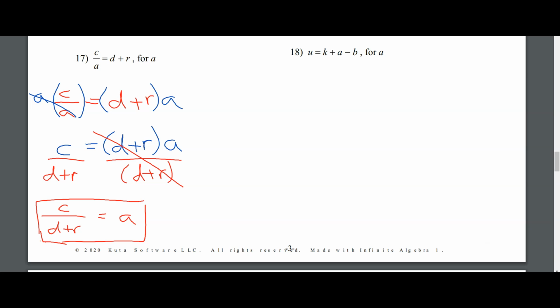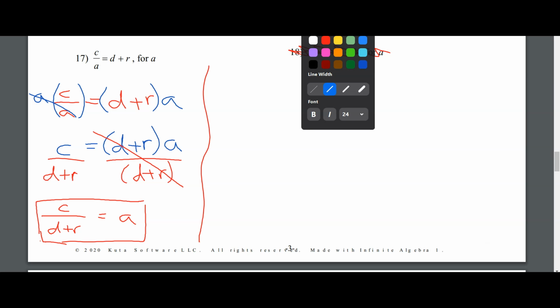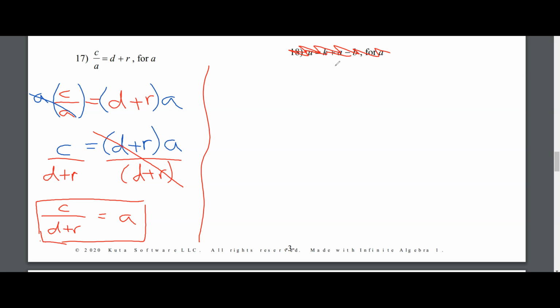Let me show you why you want to divide by D plus R rather than distribute. Let's pick up here. Let's say I get to this point: C equals the quantity D plus R divided by A. Now, if you decide to distribute, that is allowed mathematically. There's nothing wrong mathematically with that. And I would get D times A plus R times A. The problem is now, first of all, we have two A's, and we're trying to get A by itself. The second problem is now A is being multiplied to two different variables, a D and an R.